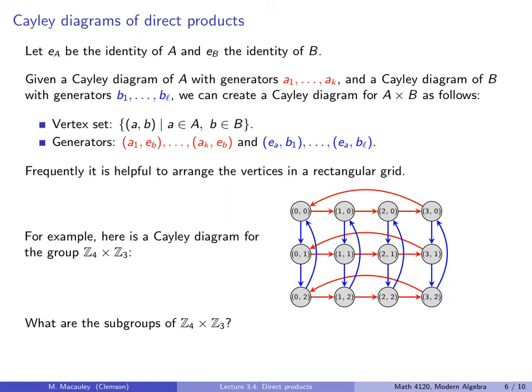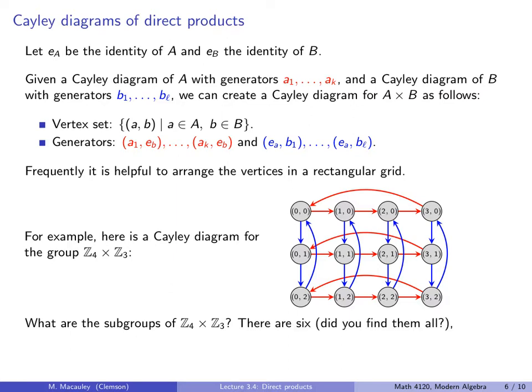Let me ask you a question now. What are the subgroups of Z4 cross Z3? Take a look at this diagram, and I encourage you to pause the lecture and see how many of them you can find. And then I'll show you the answers. Okay, so let me show you at least how many there are first. Are you ready? There are 6.